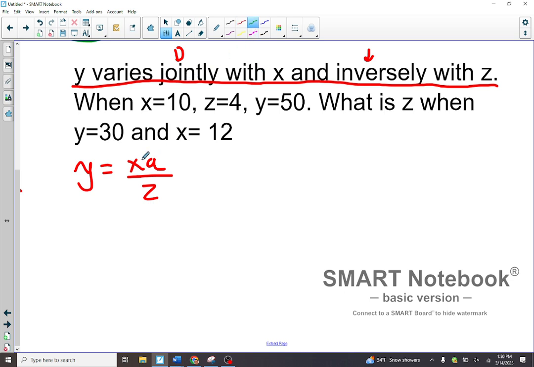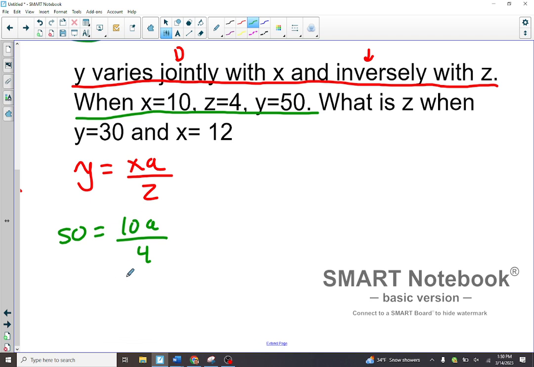You see how when it says y varies with x? Just imagine y is your a, right? So a is just jointly with x, and then it says inversely, so it's under, and then it's above. So the first part of information helps me find my a value. So when x equals 10, z equals 4, and y equals 50, what is my a value?